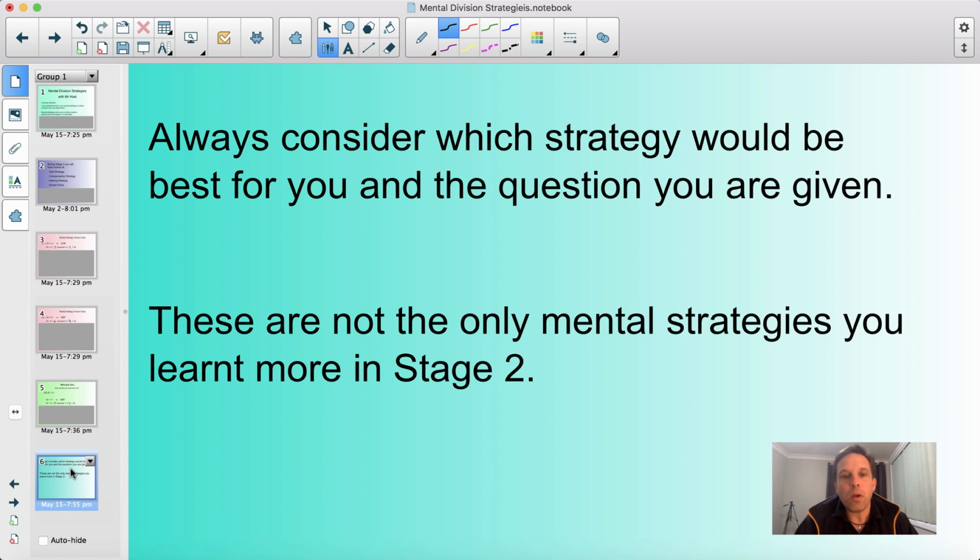Now, when you are looking at mental strategies, you need to look at which one is best for you and also best for the questions you are given. As you know, the ones shown today are not the only mental strategies. You learn a lot more in Stage 2. You use whatever is the most efficient for you.